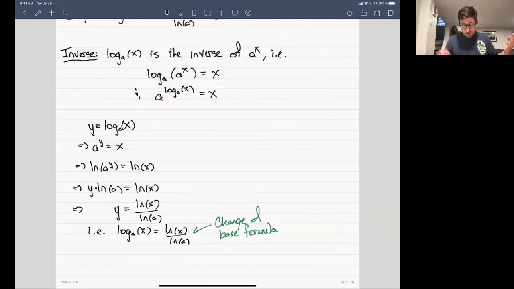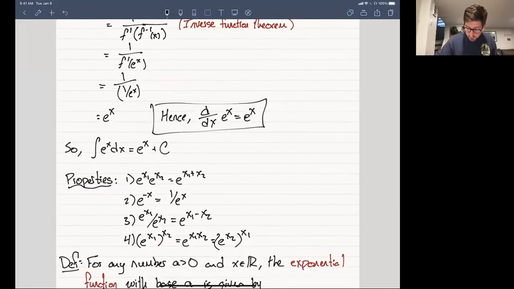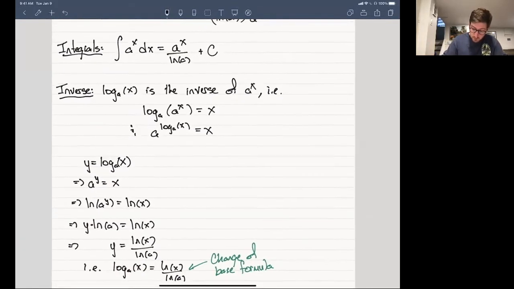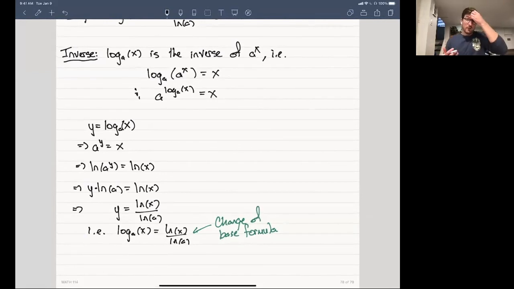So what have we seen? Okay, let's just go back and recap for just a second here. For any base, you can describe an exponential function, and it's really just a composition with the original natural exponential, e to the x. And then what does this tell you? The inverse of the exponential function, a to the x, we denoted this by log base a of x.